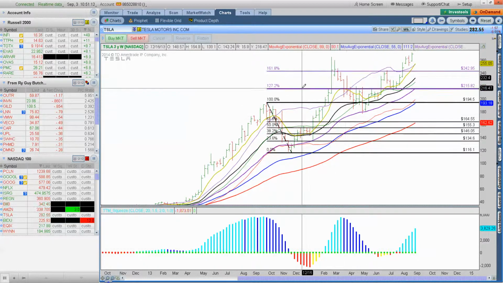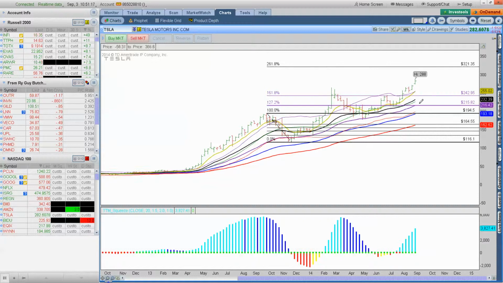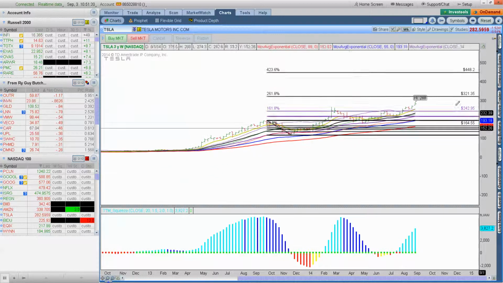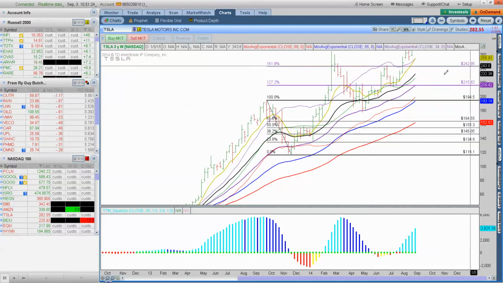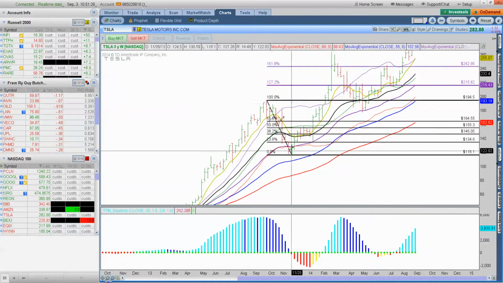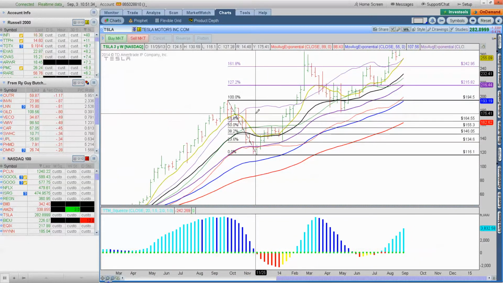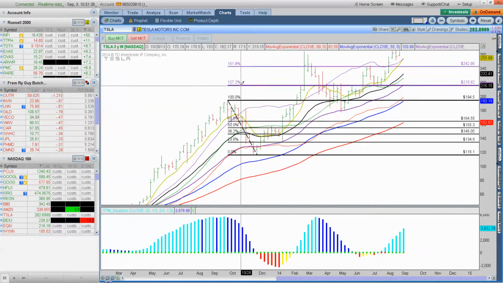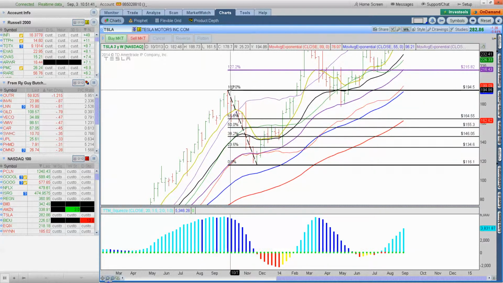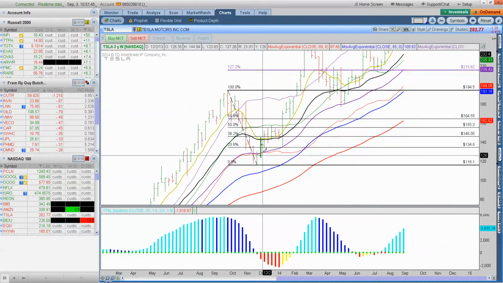So we have a target of 1272%, 1618%, and 2618%, and actually all the way up at 423.6%. And that is just a percentage based off of your high to low, 0 to 100%. So our first target was 216.32 right here, and as you can see, we just moved up from that point.